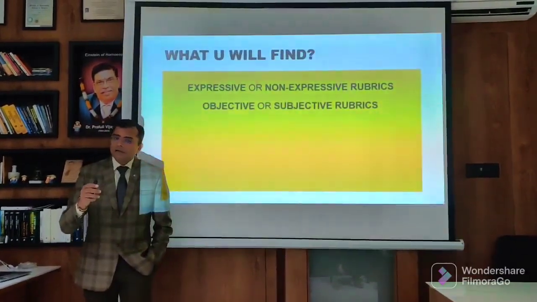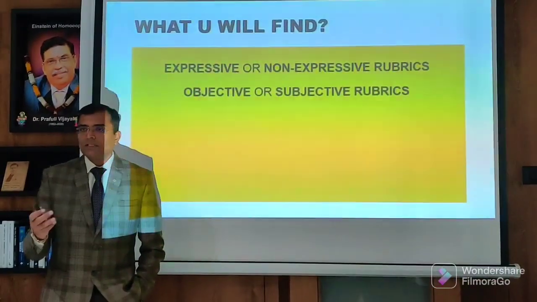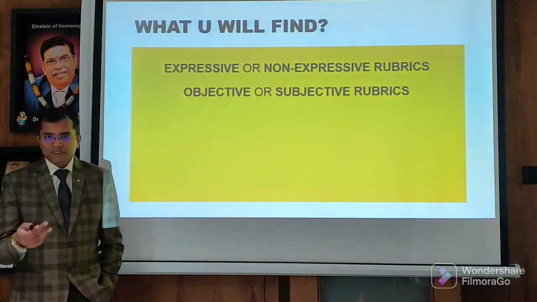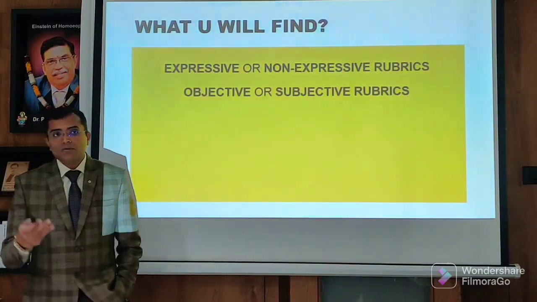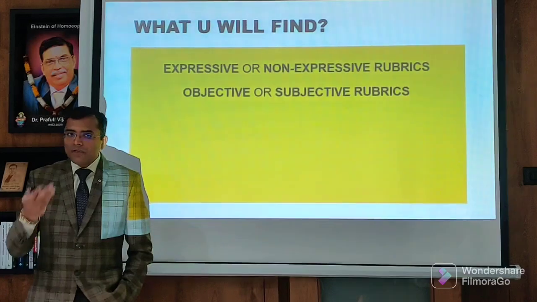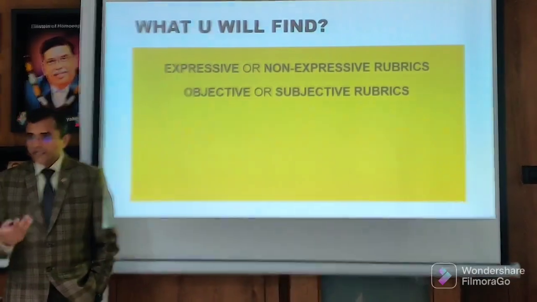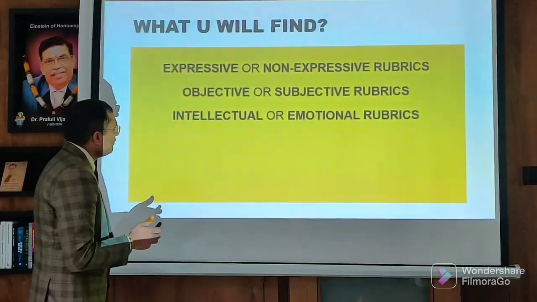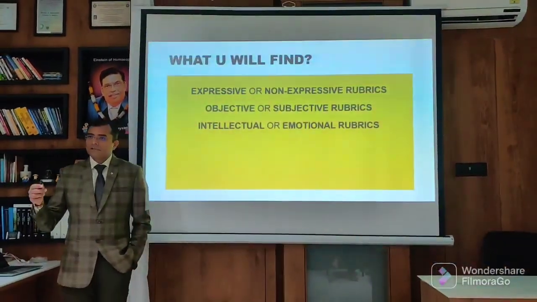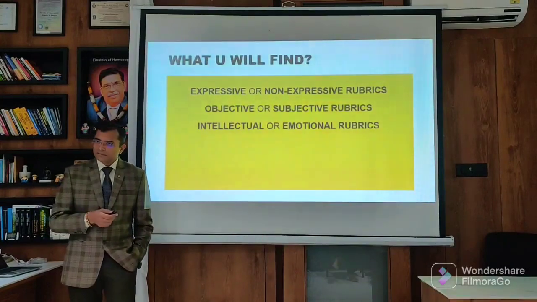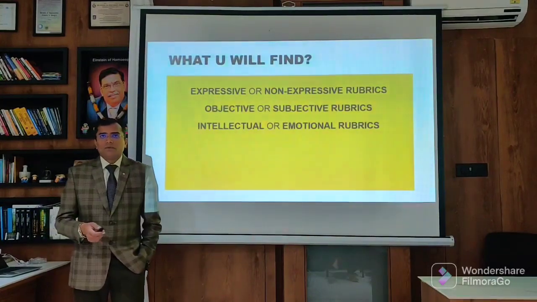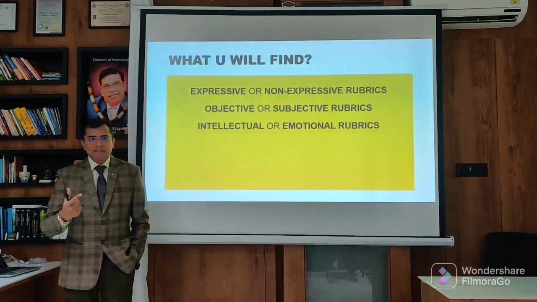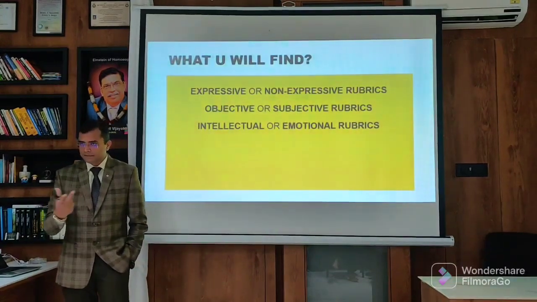So certain rubrics are objective. Objective means we have to observe something, and certain rubrics are subjective. That means we have to rely on the patient's feelings and the patient's sufferings. So that is a subjective one. The third one is that certain rubrics are intellectual. Say for example, the person says that they used to have a quick response in everything. So we have a quick brain remedy.